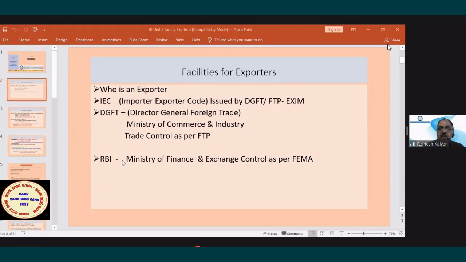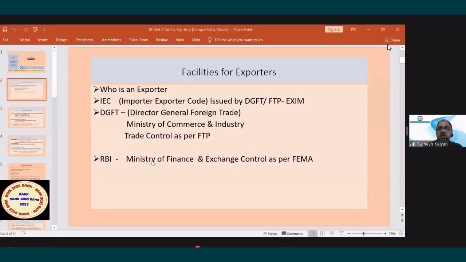Then regarding the Reserve Bank of India, you know that below the Government of India comes the Ministry of Finance. For exchange control, FEMA has given authority to the Reserve Bank of India for controlling or regulating all the banks. One question can be asked: based on what authority is the Reserve Bank of India controlling all the banks regarding foreign exchange operations? The answer is FEMA.